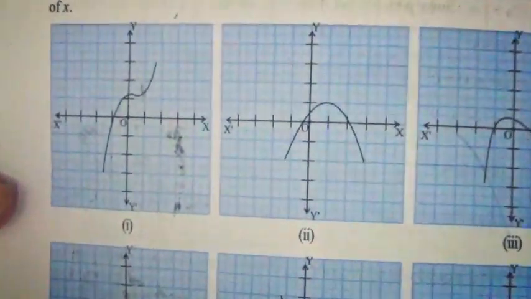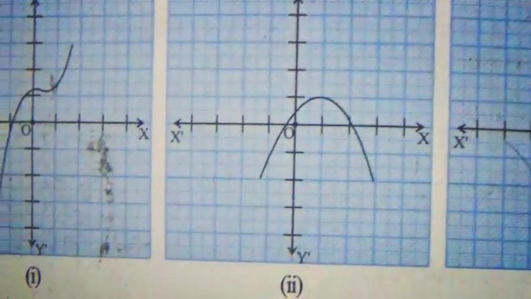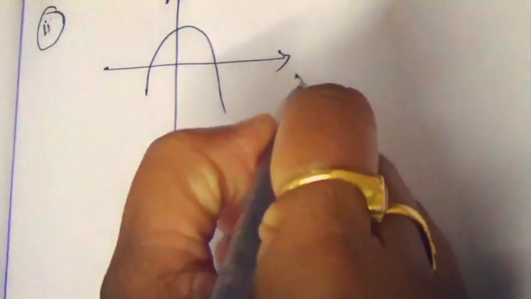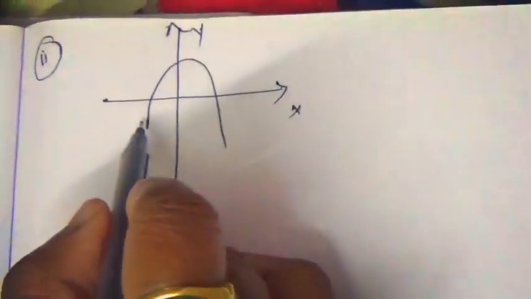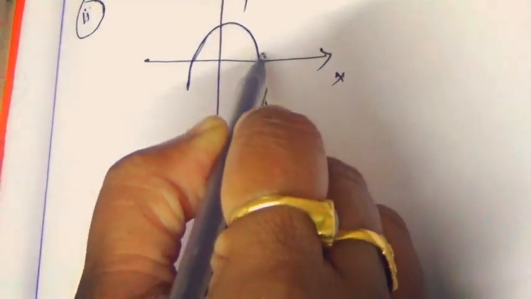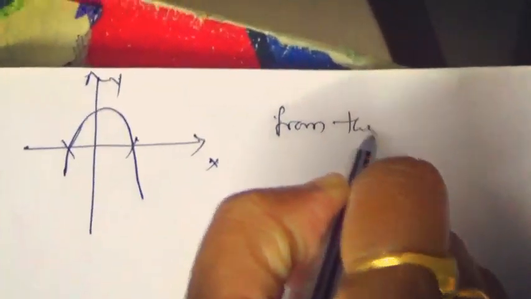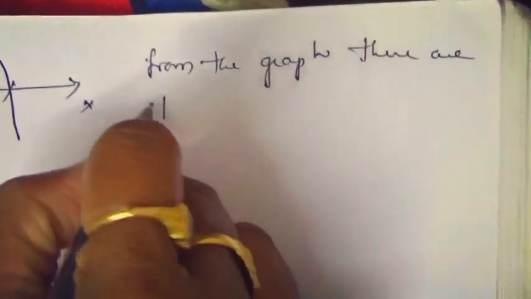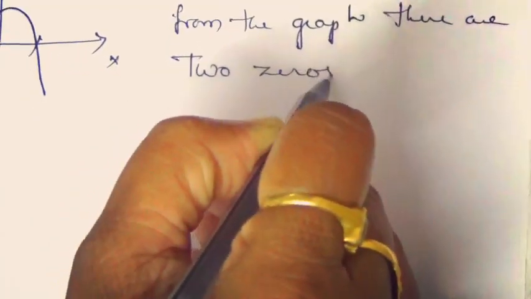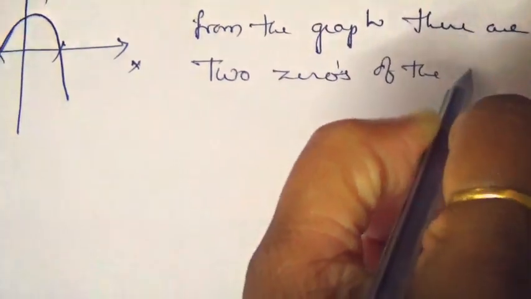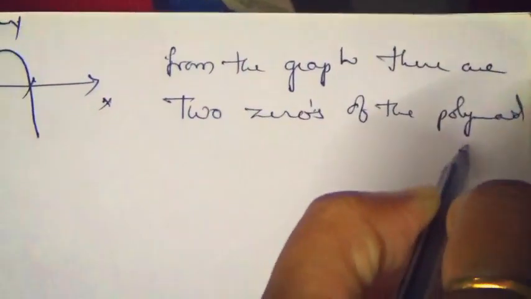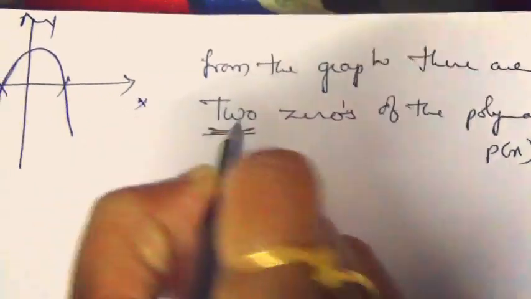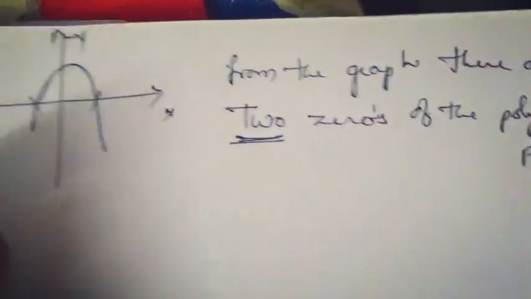So the second graph here looks like this. Right? The U shape downwards, with x and y axes. How many times does this U shape touch the x-axis? Here 2 times. So from the graph there are 2 zeros of the polynomial p of x. You just underline this 2. Just like that.